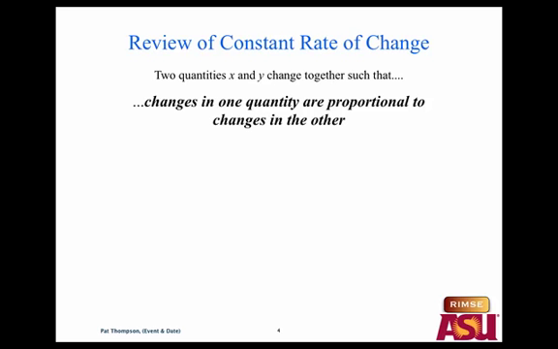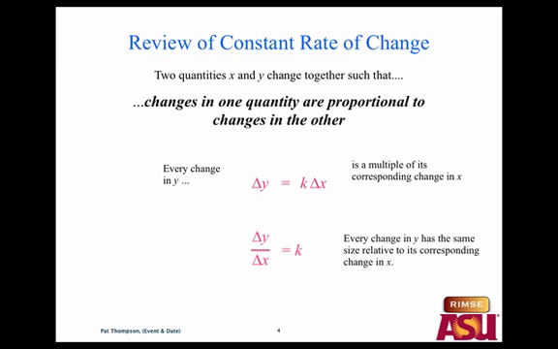And there were two powerful implications of this idea that changes in one quantity are proportional to the changes in the other, two that we used. So can you think of the two different implications of this proportionality of changes? The first one is that every change in y is a constant multiple of its corresponding change in x, and the second was that every change in y has the same relative size to changes in x.